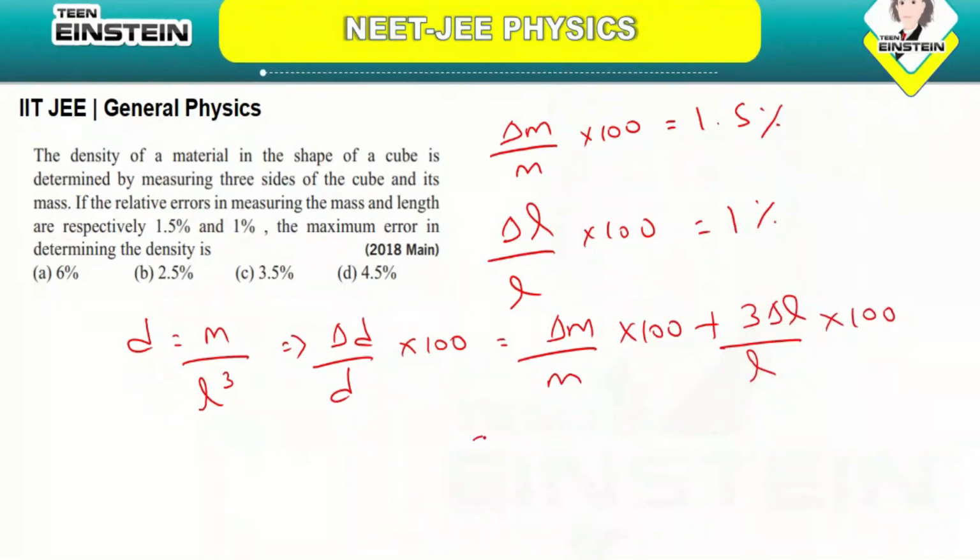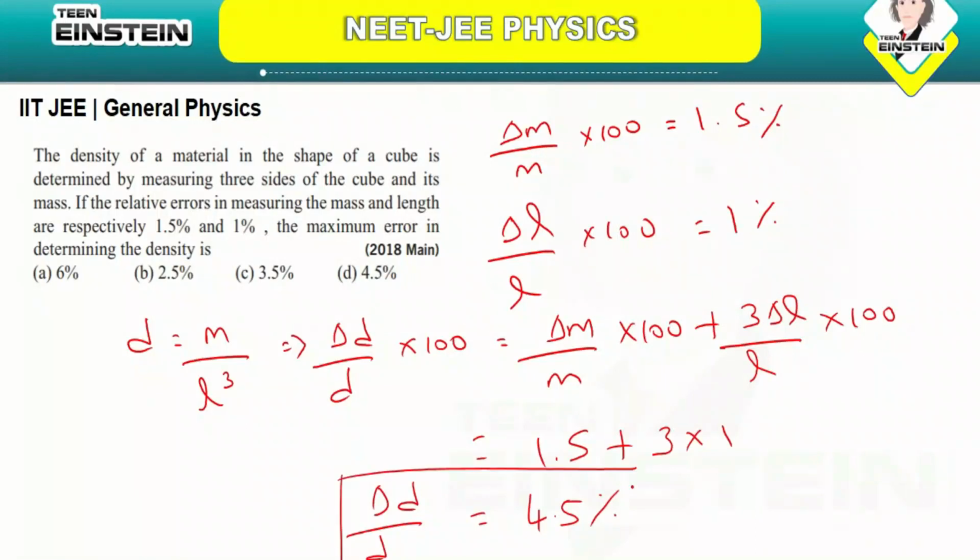Okay. So delta M by M into 100 is 1.5 plus 3 into 1. So you will be getting the value as 4.5%. So the maximum error in determining the density will be 4.5%. So the correct answer is option number D, 4.5%. Okay, let us now move on to the next question.